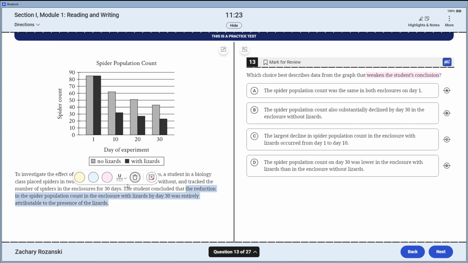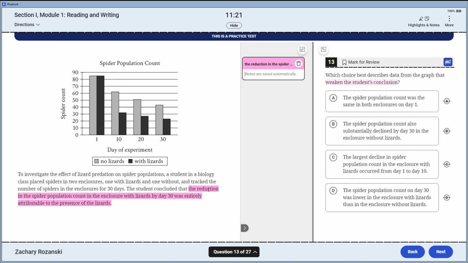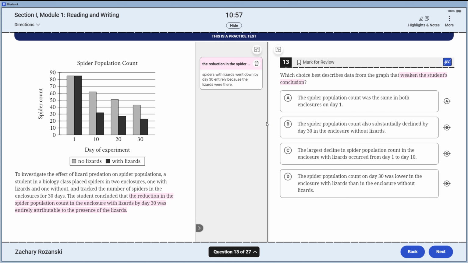What's the conclusion? The conclusion's over here. The conclusion is the reduction in the spider population count in the enclosure. Spiders with lizards went down by day 30 entirely because the lizards were there. I want to weaken this, and I feel really good about this. The chart is accessible, so I can start engaging with these.